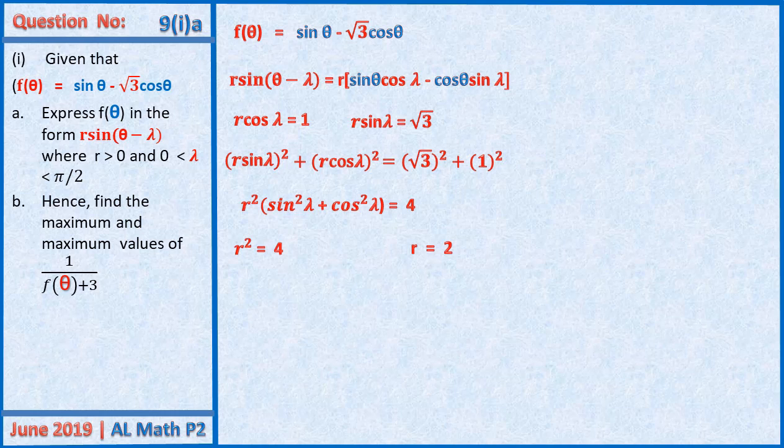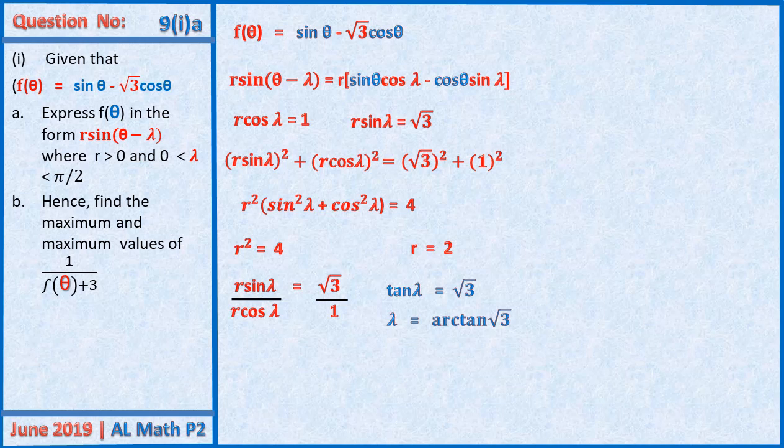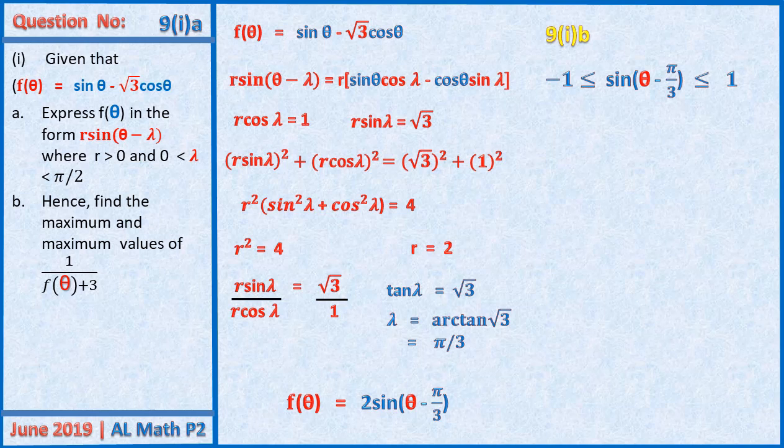Recall that r has to be positive. So r sin lambda should be equal to root 3 and r cos lambda is equal to 1. So we divide r sin lambda by r cos lambda and we obtain tan lambda to be equal to root 3. And lambda will be equal to arctan root 3, giving us pi on 3. So f(theta) now will be equal to 2 sin(theta - pi/3).